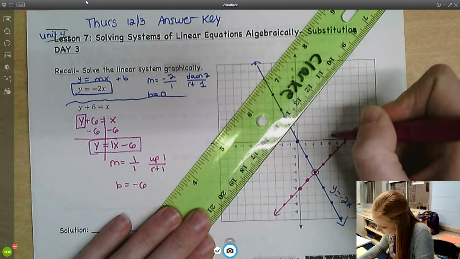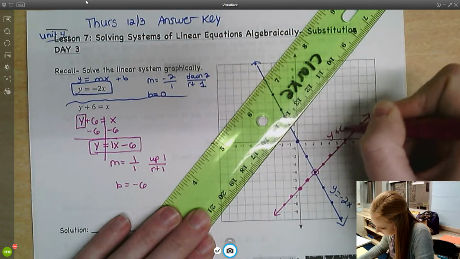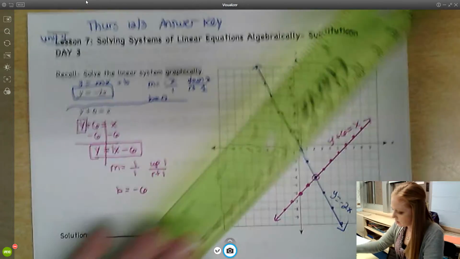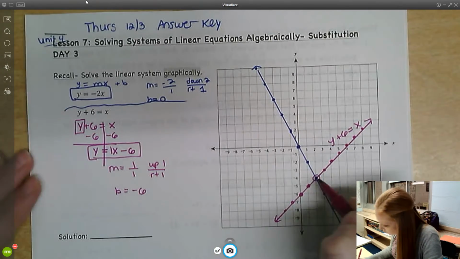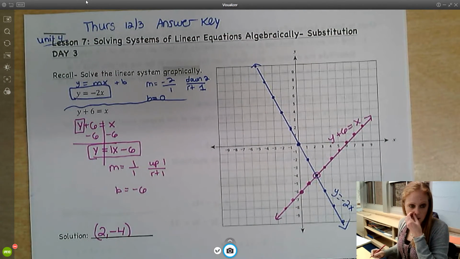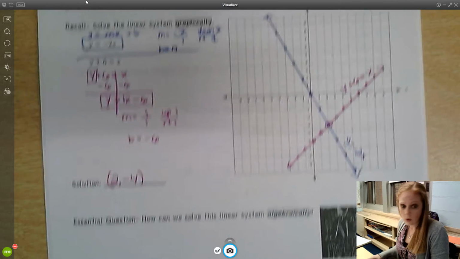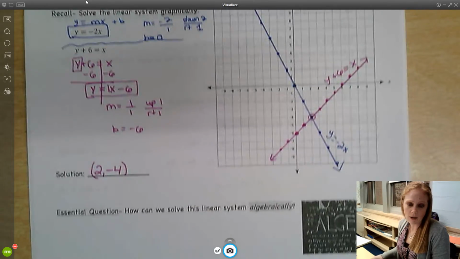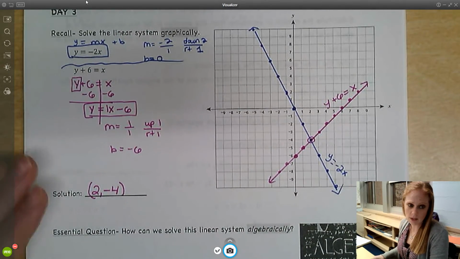And the original equation was y plus 6 equals x. Okay, so the solution, the point of intersection is right here, which would be 2, -4. Right? It goes x, y. Okay, now how can we solve this system algebraically, right? That's what we've been doing the last 2 days.